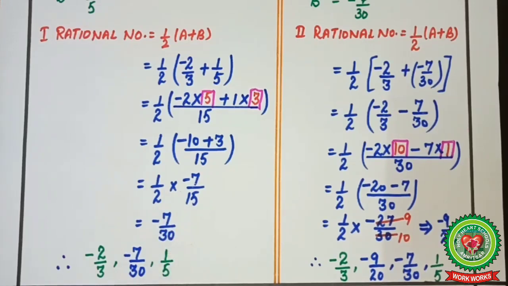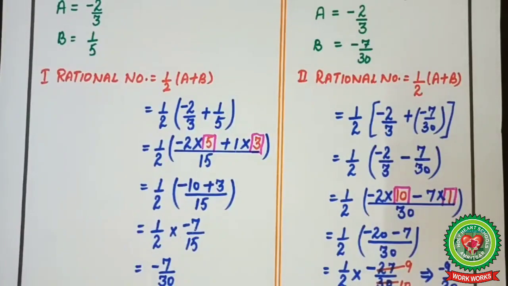Now how to insert? We have to insert this number between the two given numbers. So you will have minus 2 upon 3, comma minus 7 upon 30, comma 1 upon 5. Now again, this is our choice, which pair we want to take as A as well as B. So I'm taking here the first pair, that is value of A as minus 2 upon 3 and value of B as minus 7 upon 30.